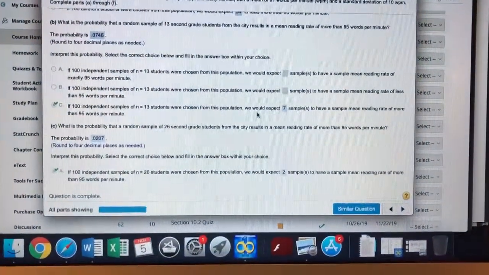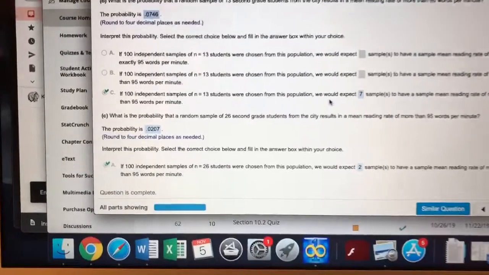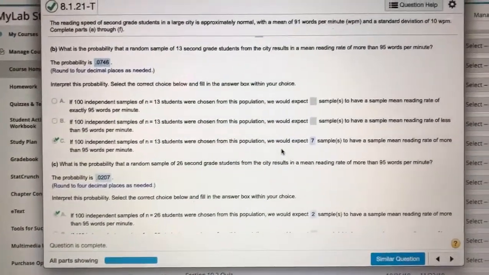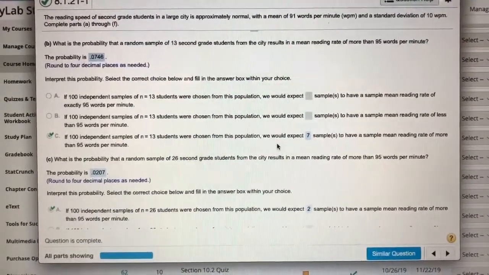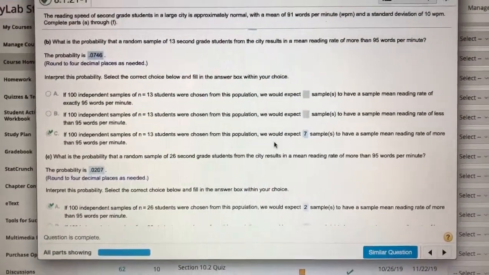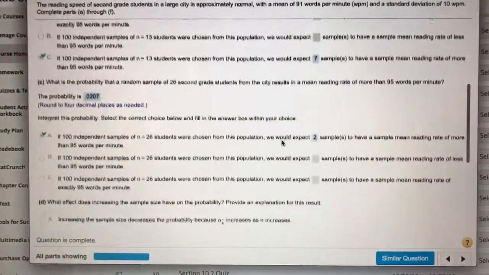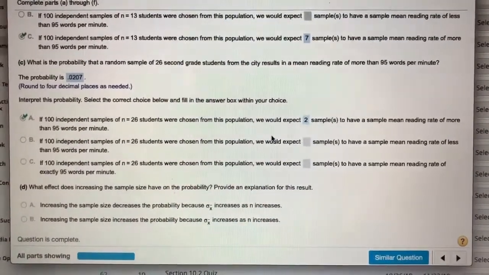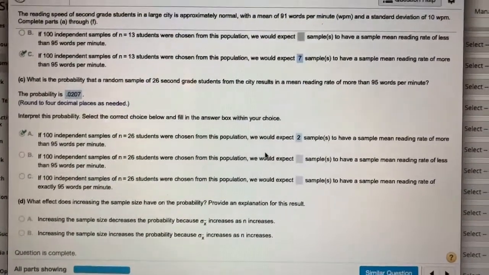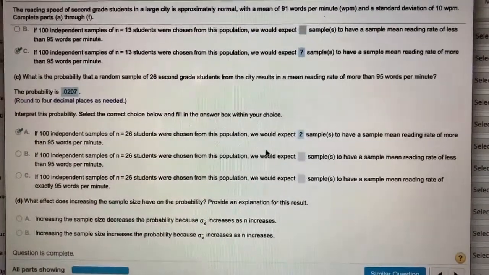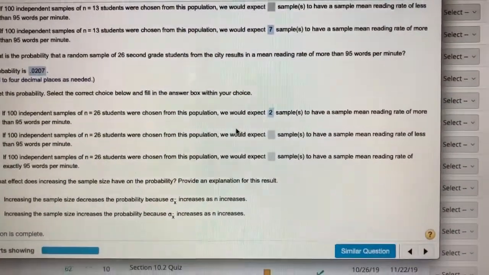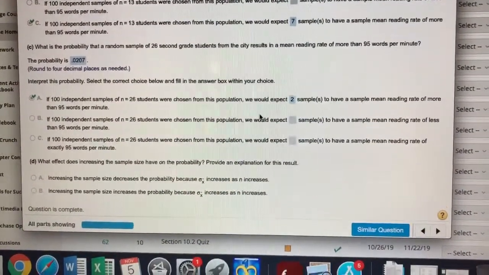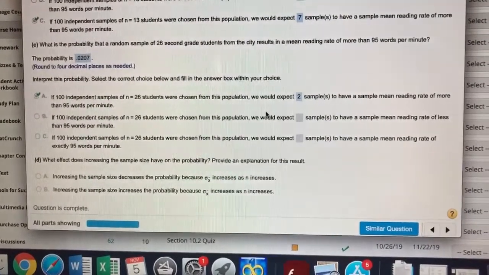So as I mentioned in the previous video, if you're trying to work part C, the only part that you change from working part B is n. So that's going to change your standard deviation. n changes from 13 to 26 in this problem. So once we calculate everything again, if 100 independent samples of n equals 26 students were chosen, the probability of that happening is 0.0207, and so out of 100, we would expect 2 to have a sample mean reading rate of more than 95 words per minute.